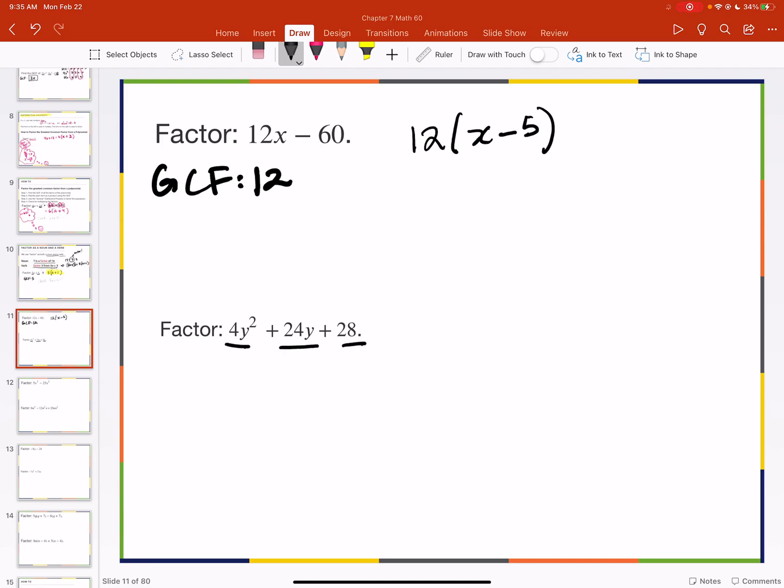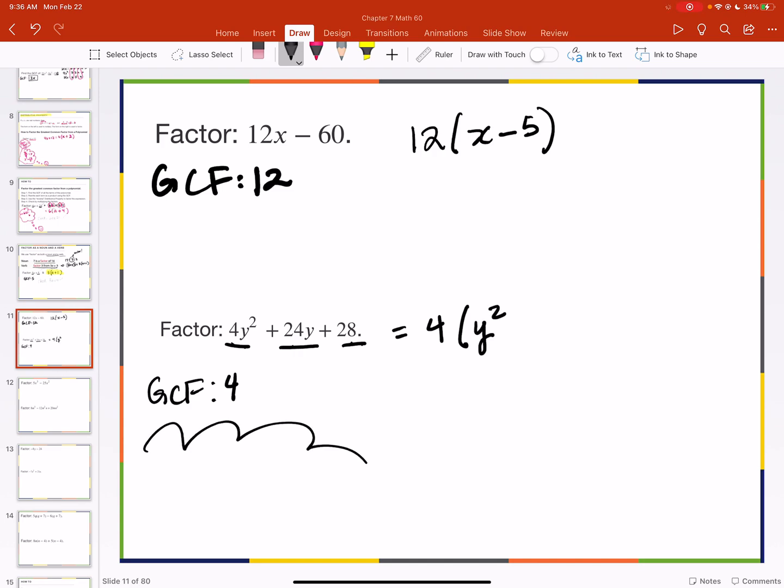So then let's look at this. What's the GCF of 4y squared, 24y, and 28? There's no variable in all three terms, so that can't be part of the GCF because it has to be in common with all of them. But 4 divides itself, it divides 24, and it divides 28, so the GCF is 4. So if I factor it out, that's going to leave me with y squared.